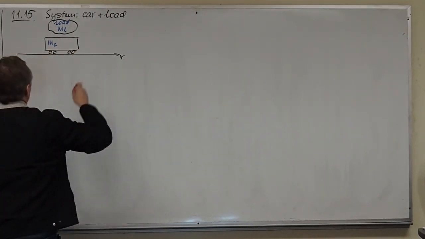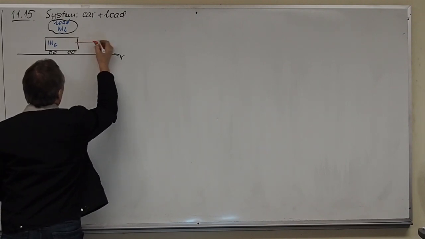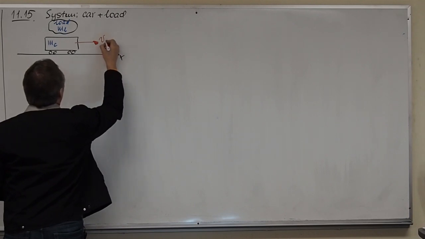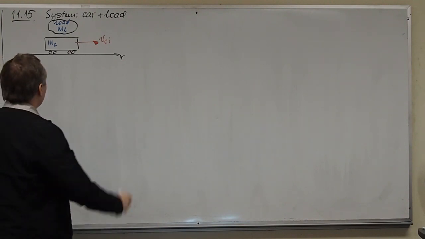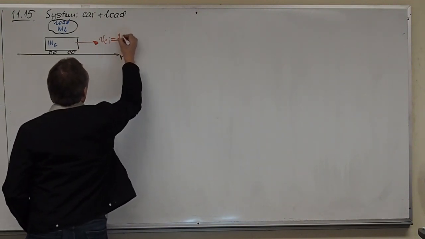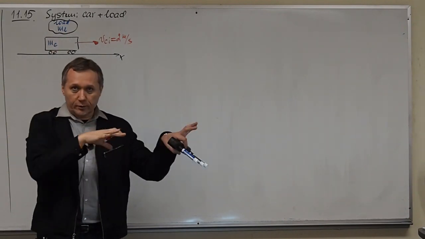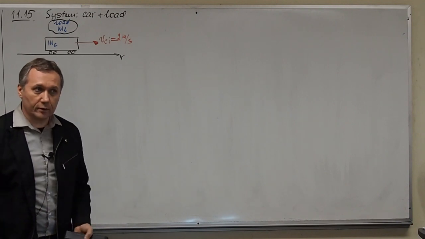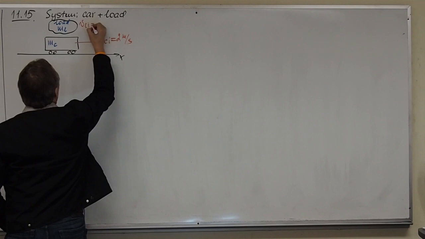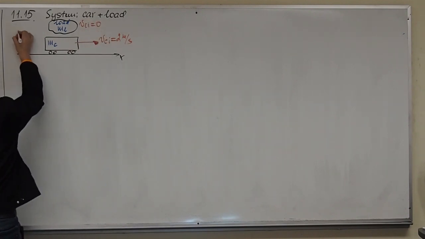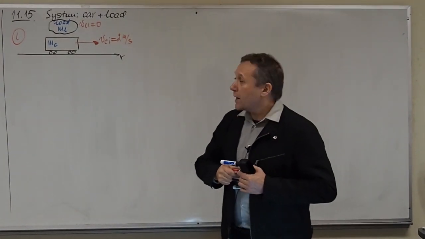Then, what else is given? The initial velocity of the car. Let me label it as V sub C sub I, and I will probably write 2 meters per second. Then, of course, the initial velocity of the load in the horizontal direction is 0. Of course, it's not 0 in the y direction. So V load initial is 0. So that's our initial situation. I stands for initial.